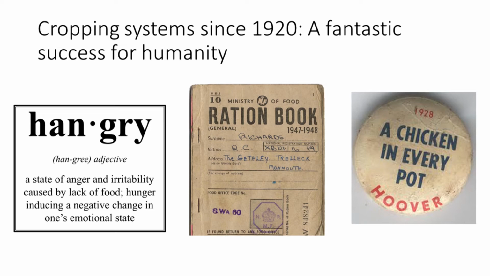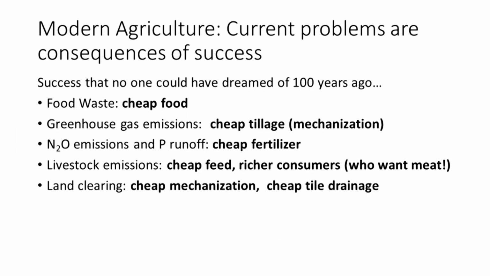Now, what did I say again? That the problems associated with modern agriculture are due to its spectacular success. Here's a list of problems. Food waste. People talk about food waste as a problem. It's because food is cheap, right? If a head of broccoli is $2 or $3, it might go to waste. You might use half of it. You might not use it at all. If a head of broccoli costs $100, then you're going to use the whole thing. So we have cheap food, safe food, abundant food. That's exactly what we wanted in modern agriculture. Again, 120 years ago, people thought there was going to be mass starvation, and there was no mass starvation. Greenhouse gas emissions, land clearing.